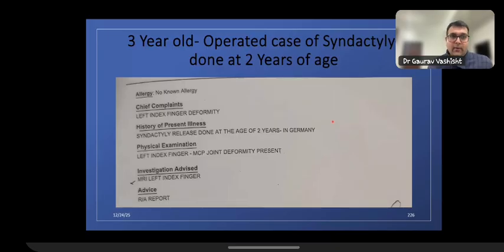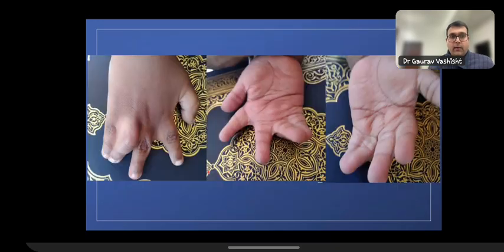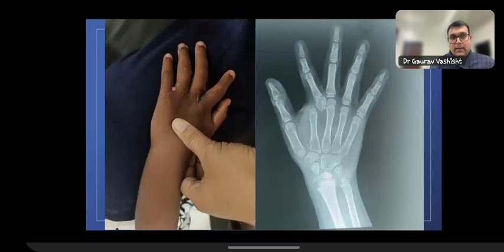So this patient had a left index finger deformity and had syndactyly in the past, for which the release was performed in Germany, and now he's come up with an MCP joint deformity. So this was the preoperative image for this child. And later on, there was syndactyly in the little and the fourth finger. And after release, he has separated it, but now he has deformity at the second metacarpophalangeal joint level.